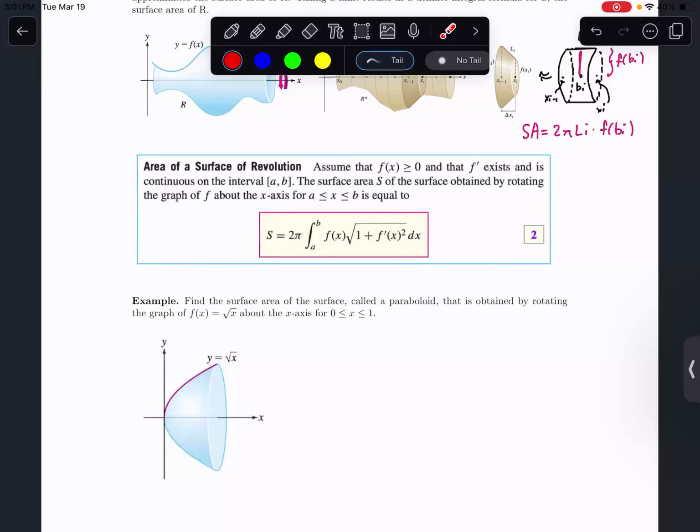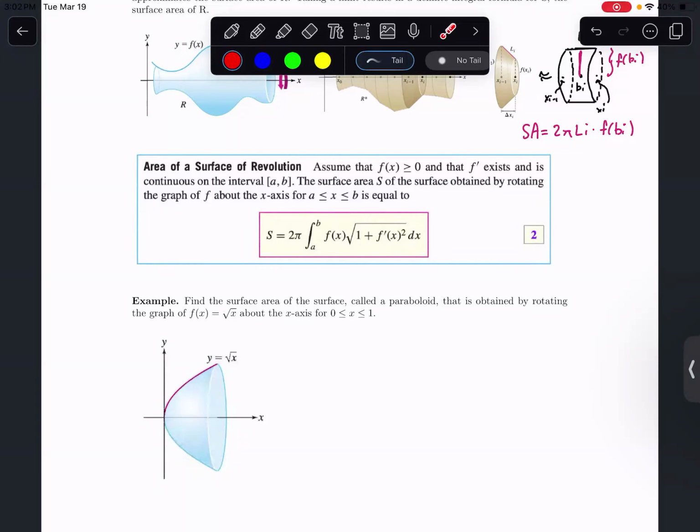Where does this really come from? Like 1 plus f of x squared, why? Is that what we're computing? It comes from this. Another way of thinking about it is that as these points get closer and closer to one another, this line is going to get closer and closer to approximating the tangent line to the curve.